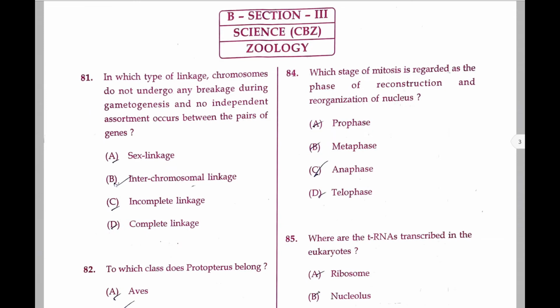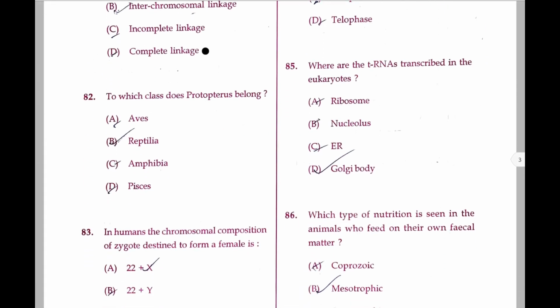In which type of linkage do chromosomes not undergo any breakage during gametogenesis and no independent assortment occurs between the pairs of genes? The answer is complete linkage, because in complete linkage, we cannot find any independent assortment, any breakage during gametogenesis, or any crossing over. Next, to which class does Protopterus belong? The answer is option D, that is Pisces.